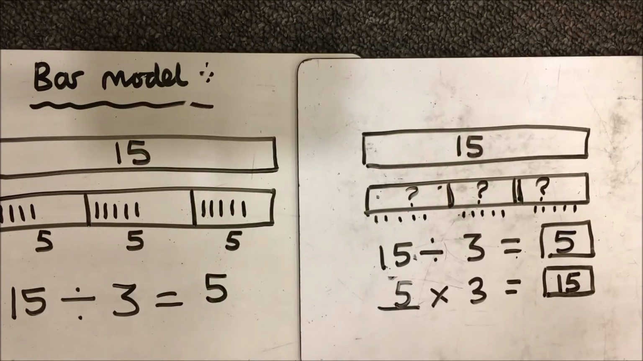Fantastic if you've managed to get that one. That is a tricky one. So we know our 3 times table. We just need to count up in 3's because we're not sure how many yet. Count up in 3's until we get to 15.